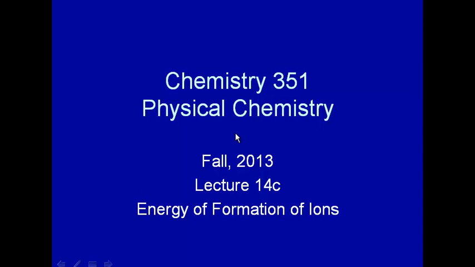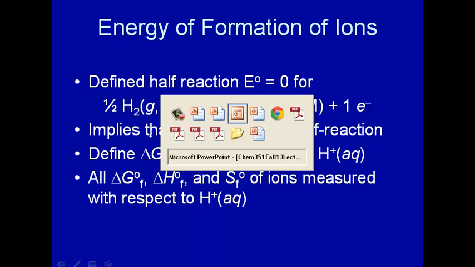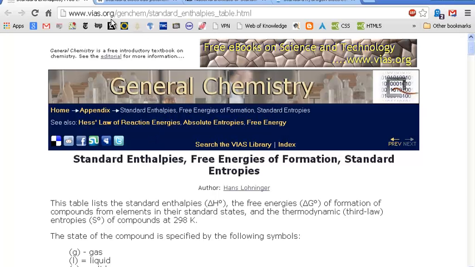Now let's consider a little more detail about how ions form in solution. In particular, let's look at how people talk about the energy of formation of ions in solution. We had mentioned when we talked about entropy of formation that you can define absolute entropy at 0 Kelvin of a perfect crystal to be 0. Let's go back and look at those standard enthalpies, free energies, and entropies.